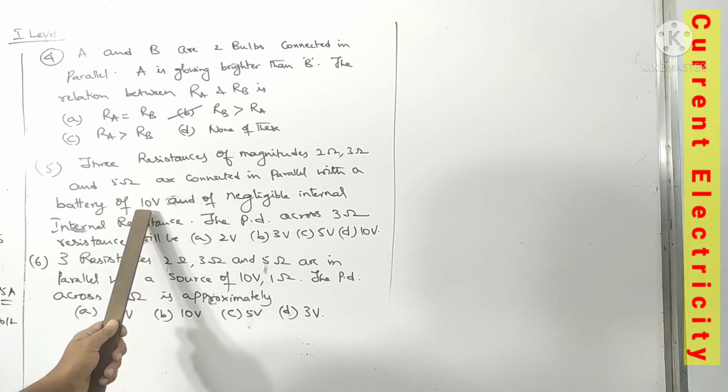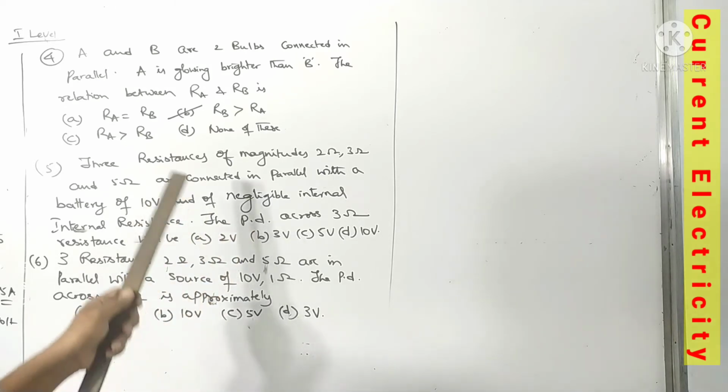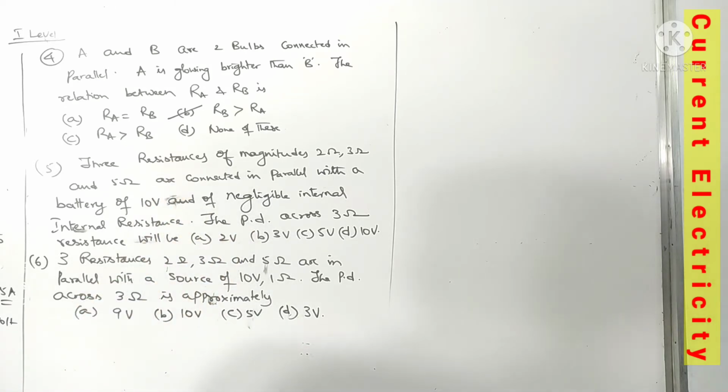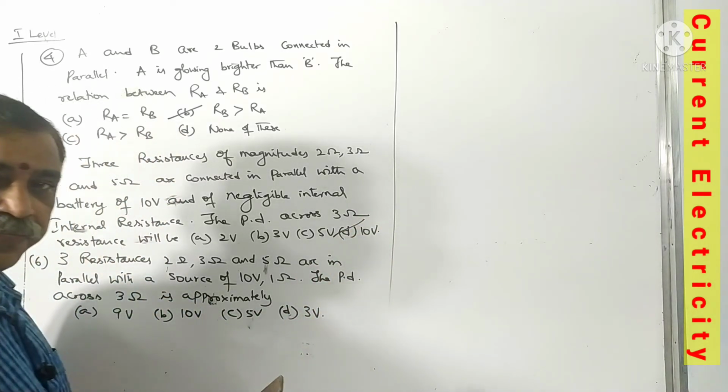The EMF here is given as 10 volt. The 10 volt itself is the potential difference across all resistors. So the answer is option D.